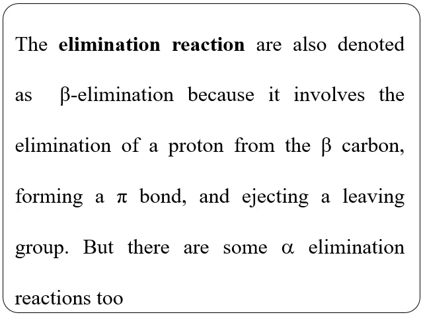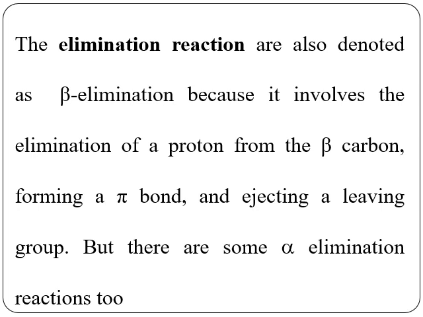Sometimes, or mostly, elimination reactions are denoted as beta elimination. Why? If you look into the molecule, there will be a heteroatom that is removed. And with that heteroatom, you can see there is the removal of a proton. That proton is removed from the beta carbon and forms a pi bond.